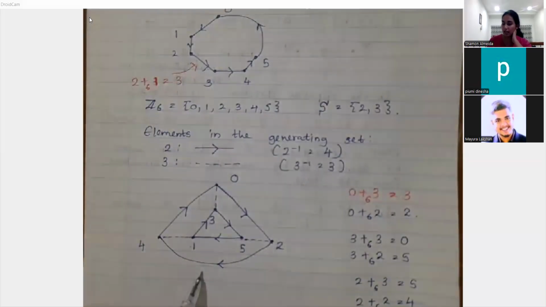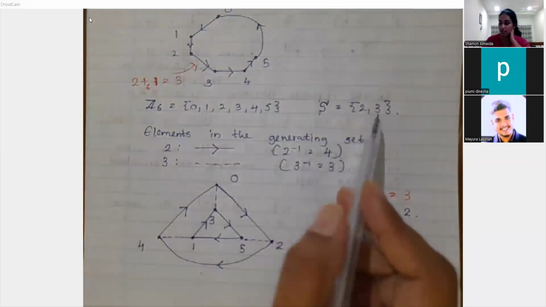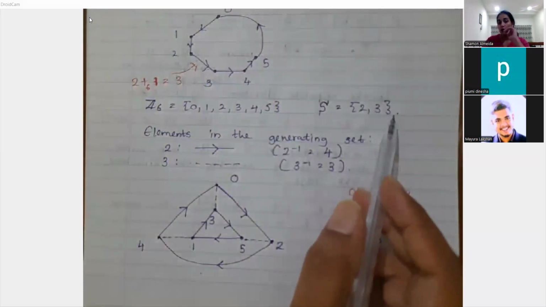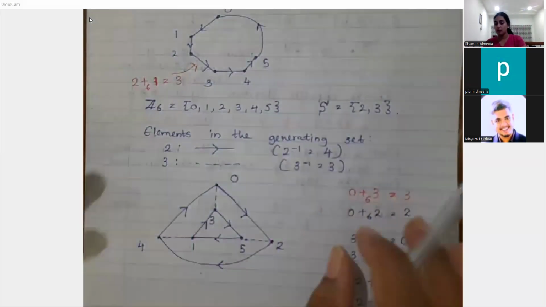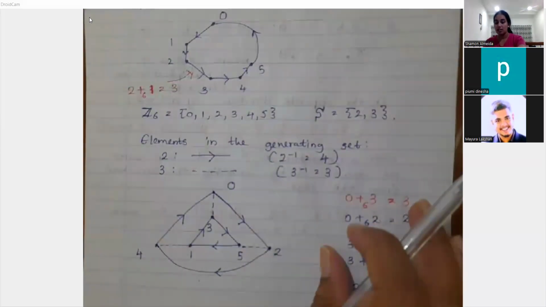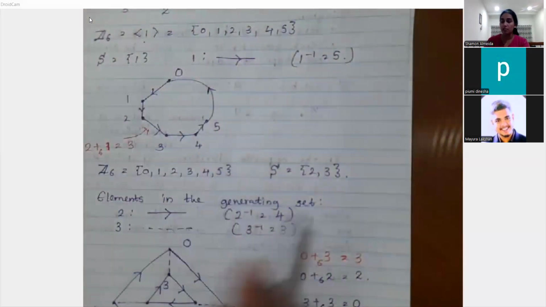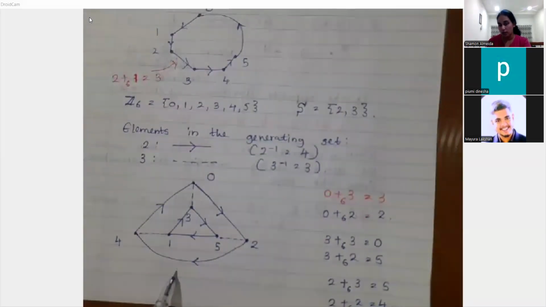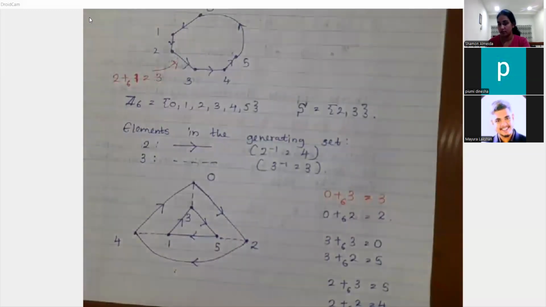This is the Cayley diagram for Z6 under this generating set. So you have two different diagrams for the same group. This is with respect to the two different generating sets. Is it clear to you how we got this one? Yes, madam. Okay, no problems.